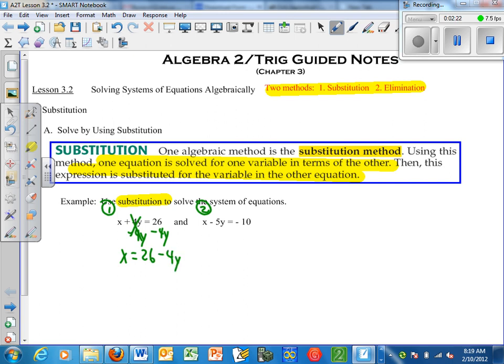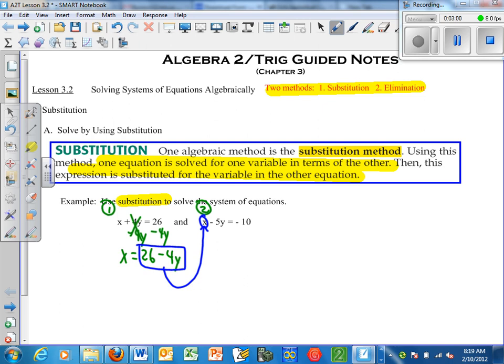And we can write the constant term first. It doesn't really matter. You could have written it negative 4y plus 26. But now what you're going to do is take what x is equal to. It's an expression, 26 minus 4y, and it goes into the other equation for x. Now, that x has a 1 in front of it, so there's not going to be a number we have to distribute. But for instance, if that said 2x minus 5y equals negative 10, you'd have to put 2, and then in parentheses, the 26 minus 4y. And then the 2 would have to be distributed when you go through and solve for y. So just be careful with that. I don't have an example like that.